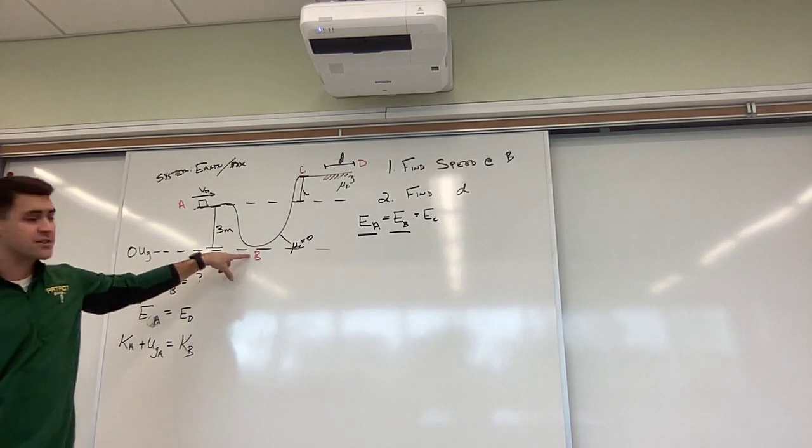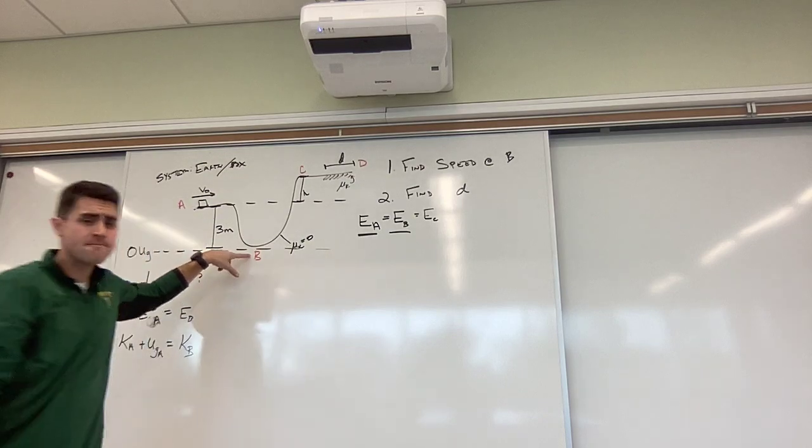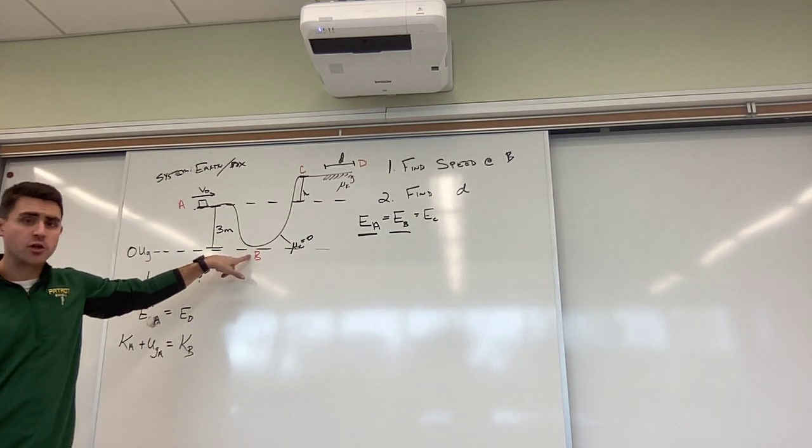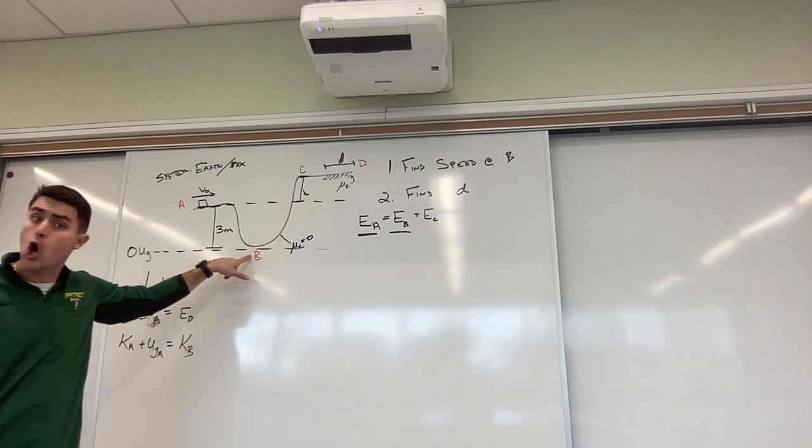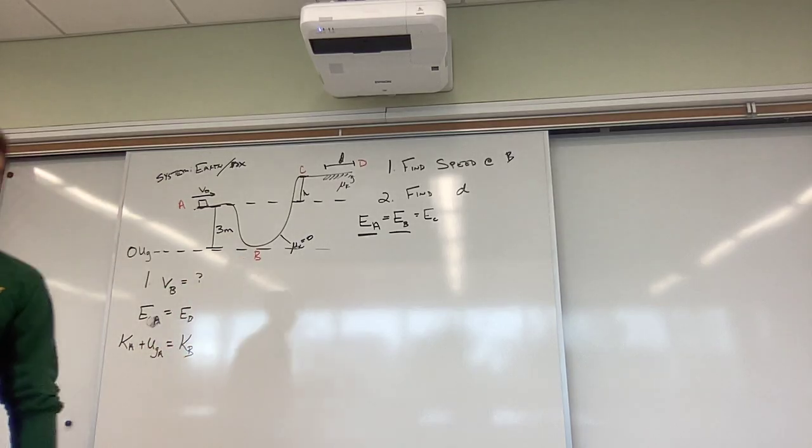Is the box above the lowest point in my system at B? The answer is no, it is at the lowest point in my system. So there is no UG. Here is my energy expression.